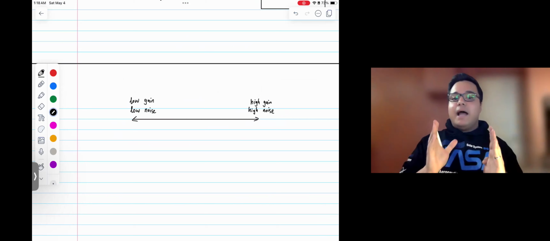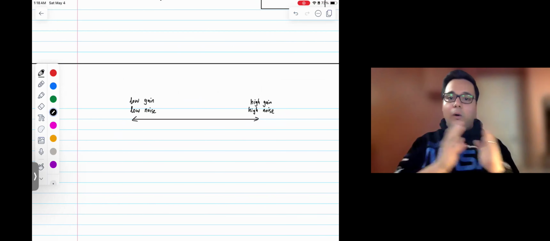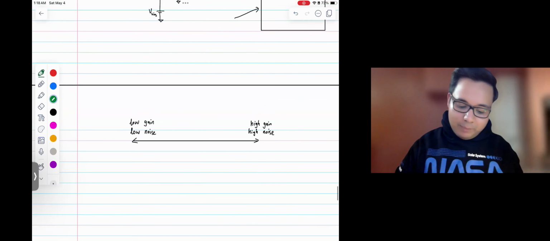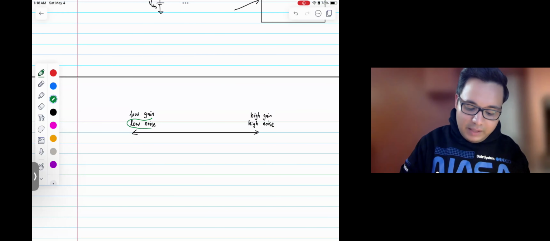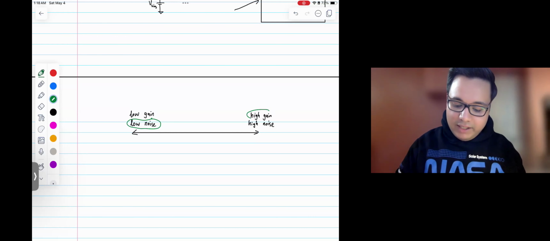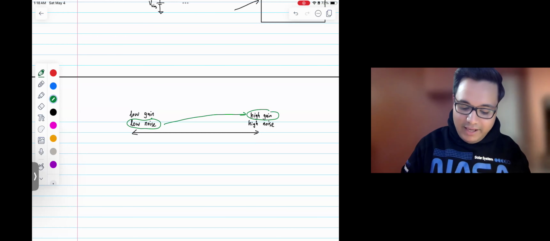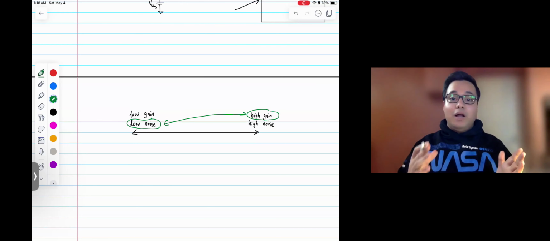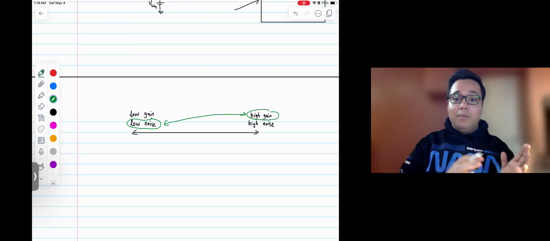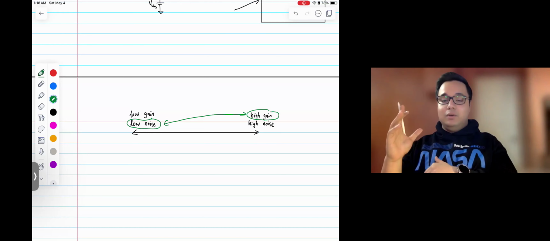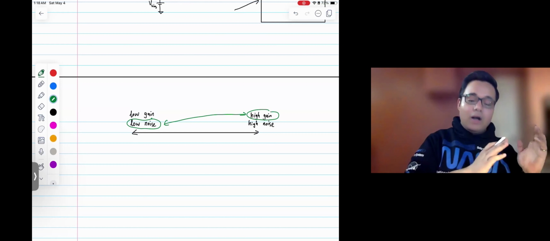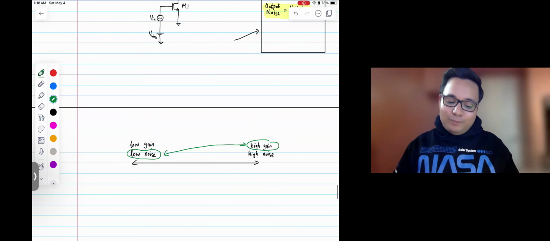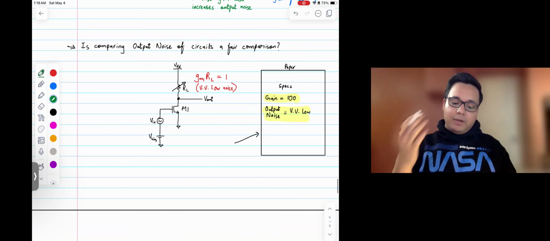So the point is that I can operate in either this mode or that mode, but somebody who's reading this paper might think that I'm seeing high gain and low noise at the same time. So that's misleading, right? In reality, I'm not getting high gain and low noise at the same time. I'm either getting high gain, in which case the noise is also high, or I'm getting a low gain, but the noise is also low, right?